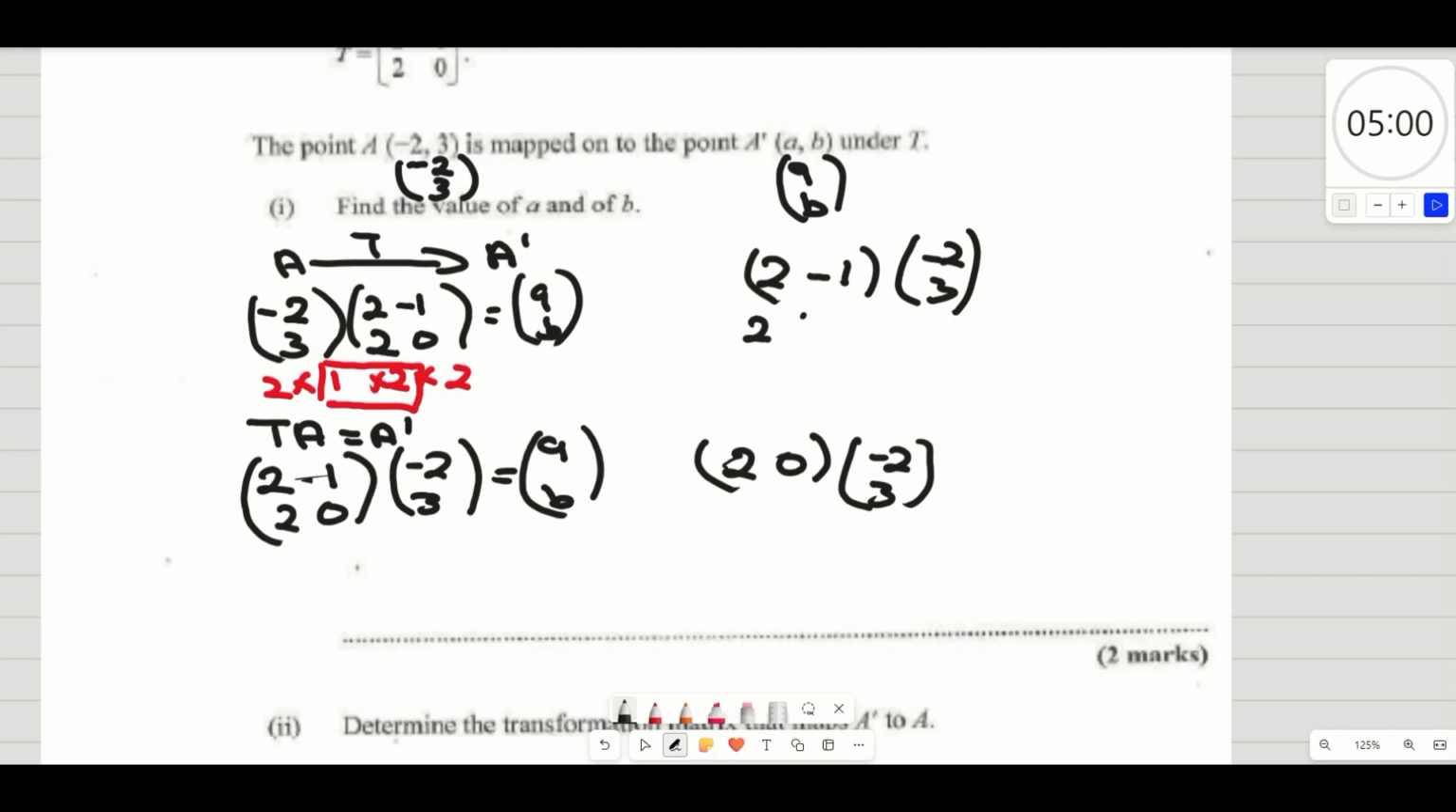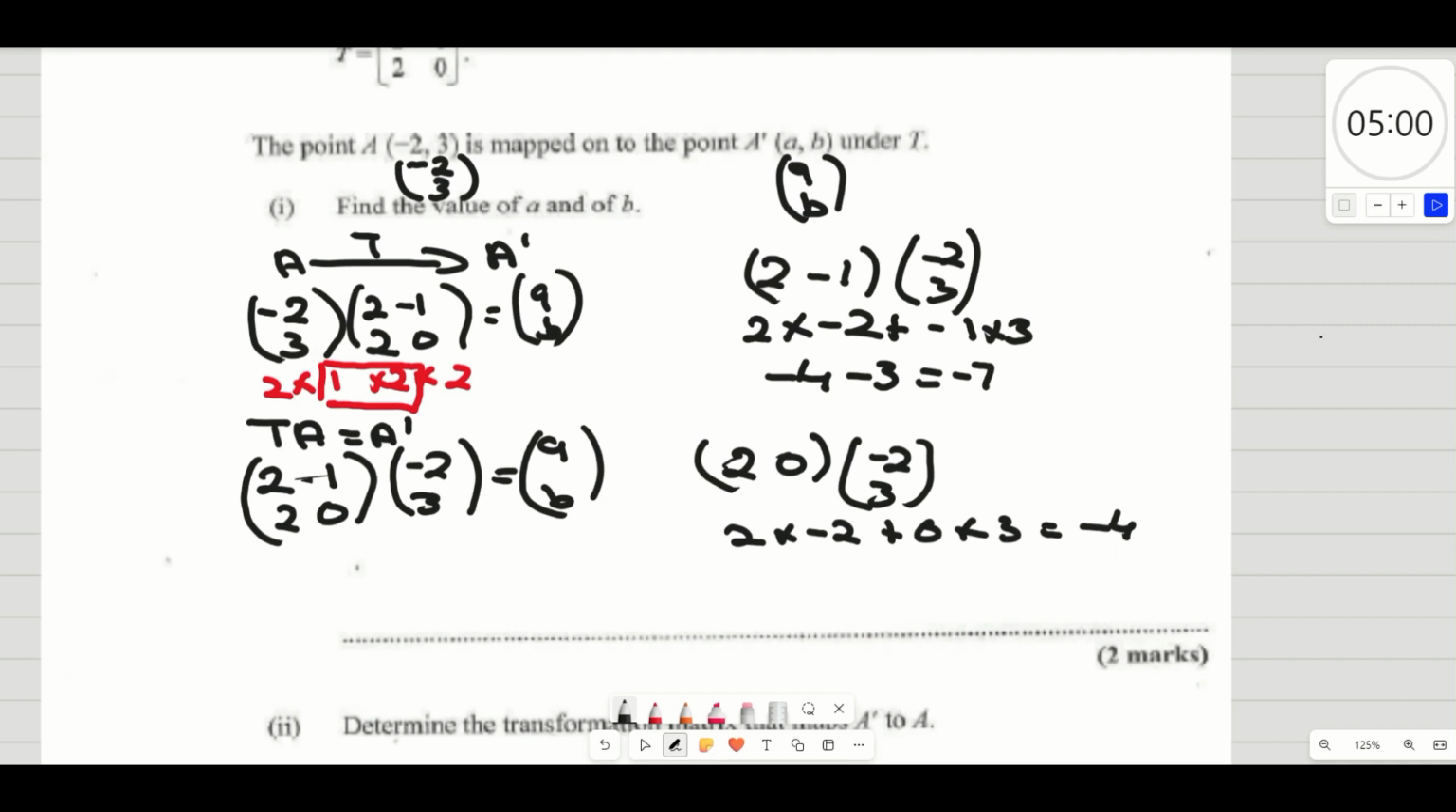So it's 2 multiplied by negative 2 plus minus 1 multiplied by 3. That's 2 by 2 is 4, and a plus a minus is minus, 4 minus 3 equals minus 7. And this one would be 2 multiplied by minus 2 plus 0 multiplied by 3, which equals negative 4.